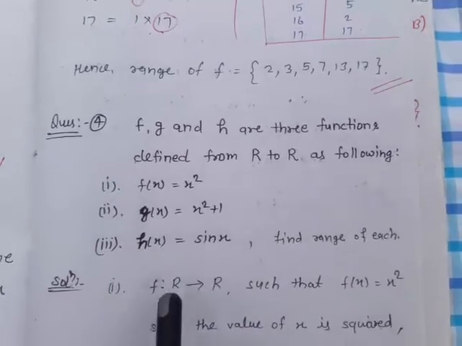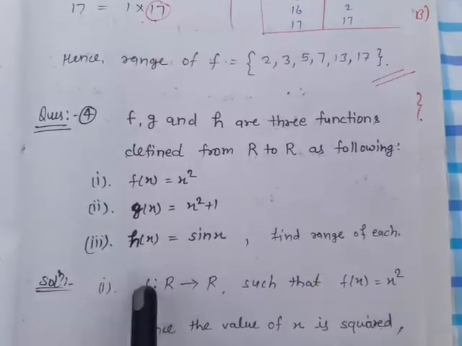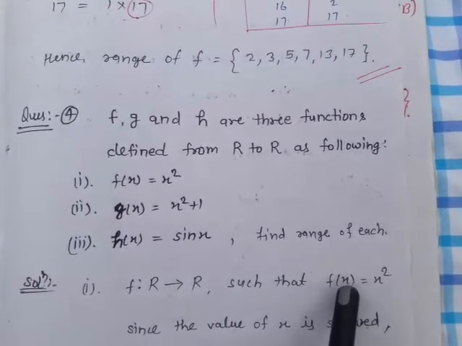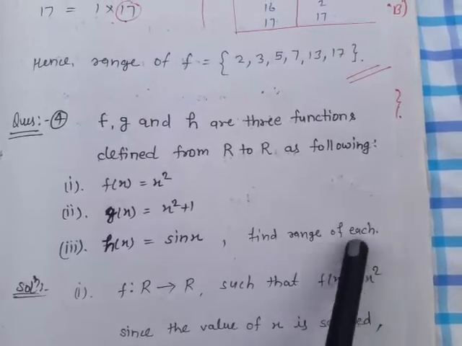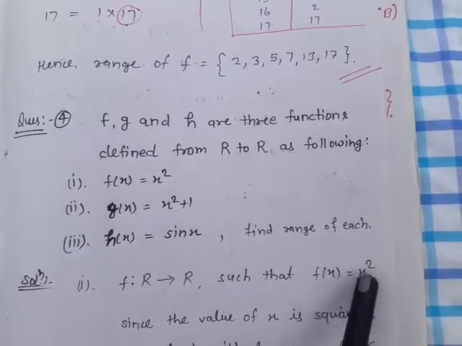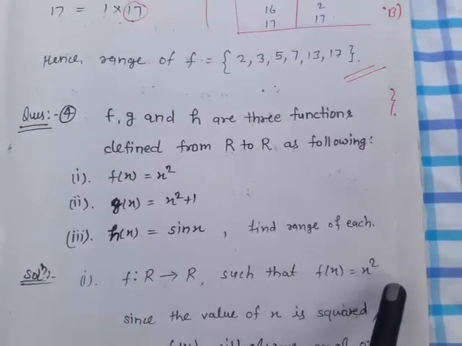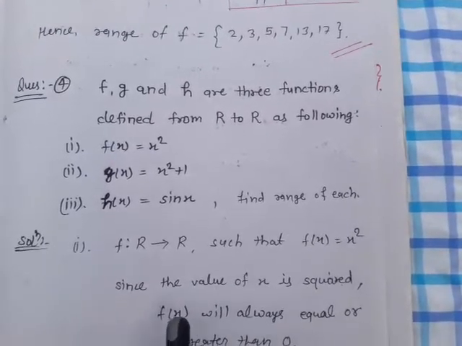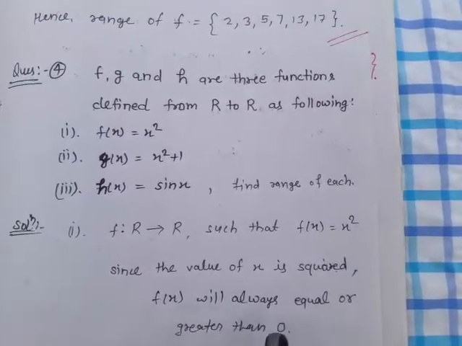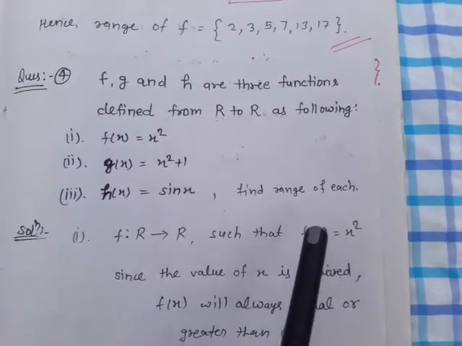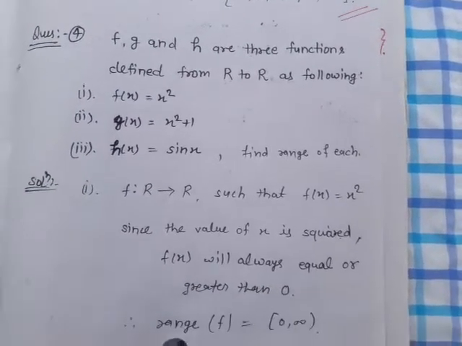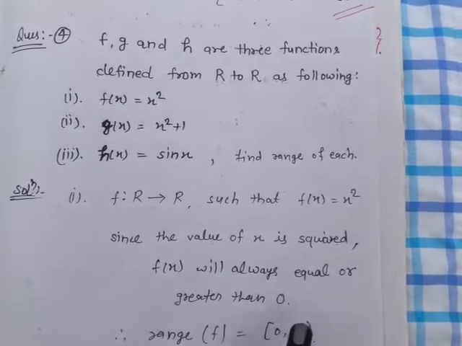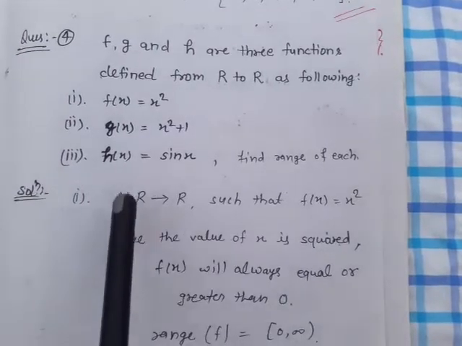Now for the first, f(x) equal to x squared, f defined from R to R. Here the image of x gives x squared, and x squared always comes out positive. Since the value of x is squared, f(x) will always be equal to or greater than 0, so the range of f is the closed interval 0 to infinity. This is the range of f.